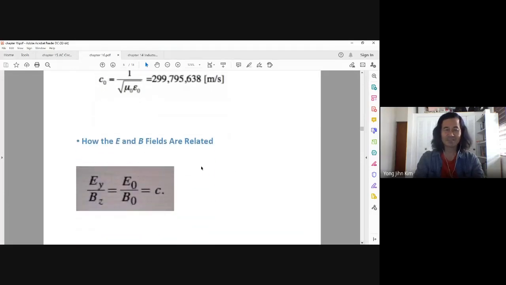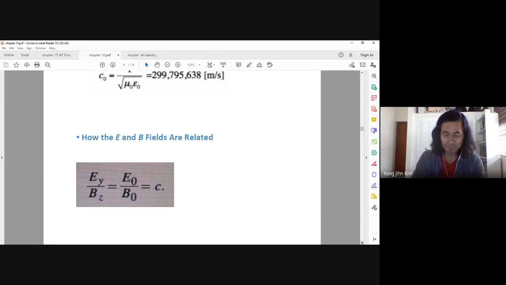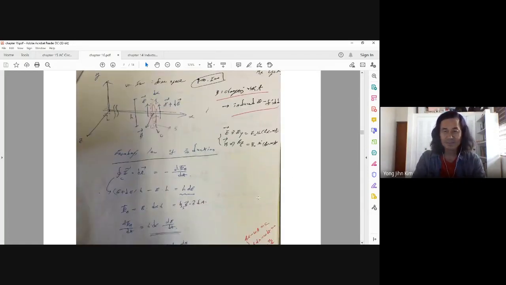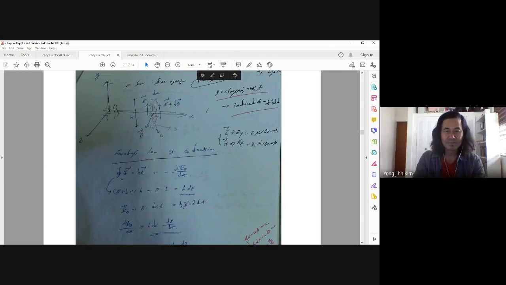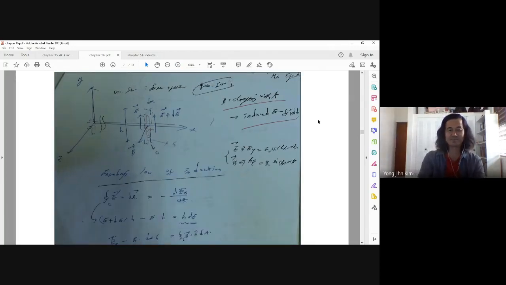And the electric field and magnetic field are related by this expression: the electric field is the speed of light times the magnetic field. We'll derive this now. So here, the electric field is oscillating in the y direction.